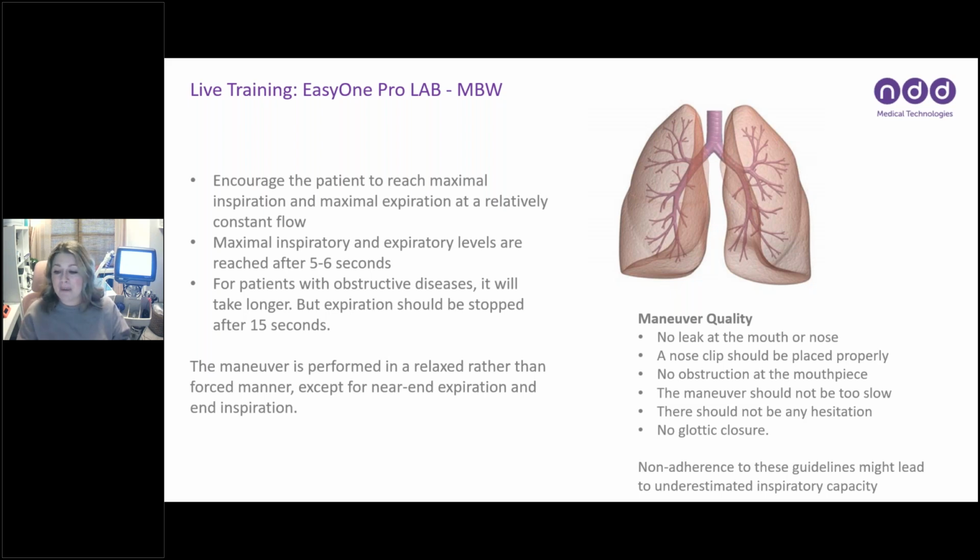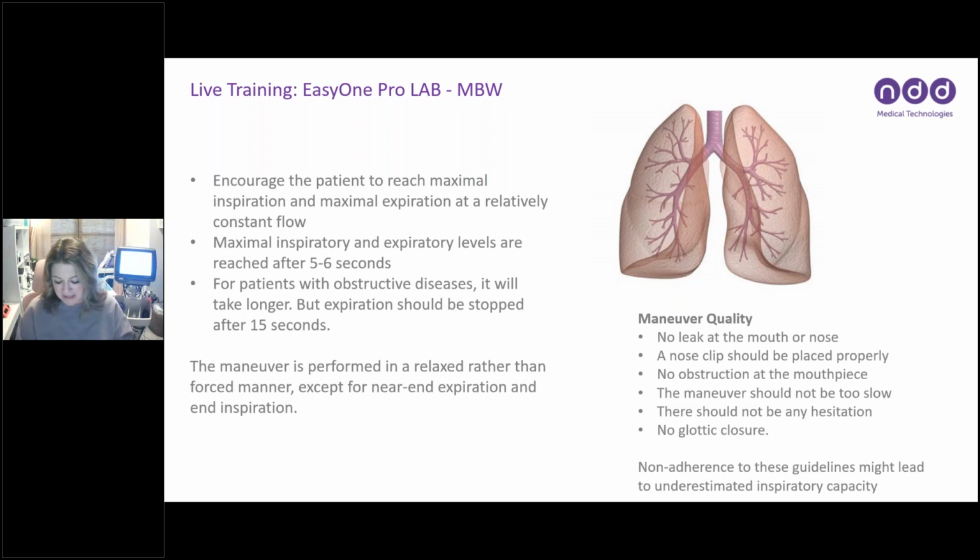The maneuver should not be too slow. There should not be any hesitation. And again, just like in regular spirometry, we don't want a glottic closure. Making sure that the patient maintains good posture throughout the maneuver is very important. If we are not looking at these things, it might lead to an underestimation of their inspiratory capacity, which will affect our multiple breath washout numbers as well. So we really do want to make sure that we are getting full efforts on both sides of the curve from our patients.